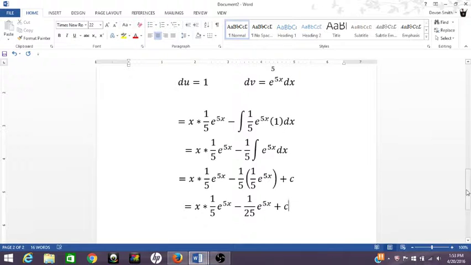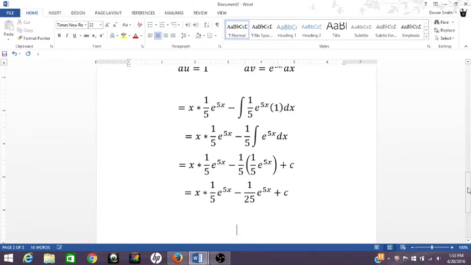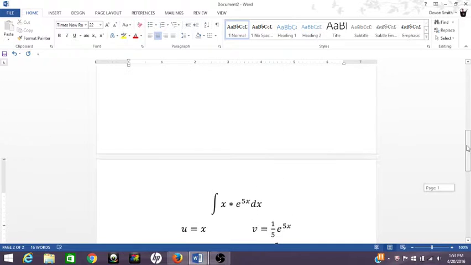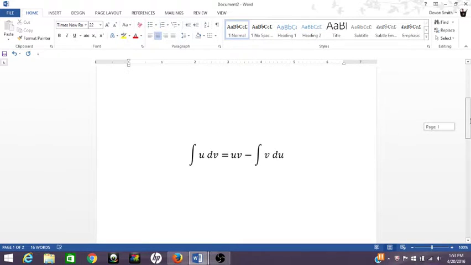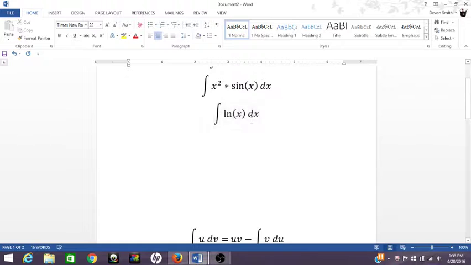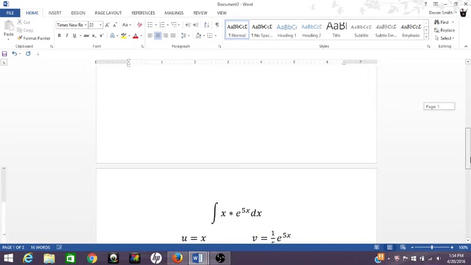Now another interesting one to take a look at for integration by parts would be the third one right up here. It doesn't look like it's being multiplied by anything, but this is still an integration by parts problem, and let me show you what I mean by that here.